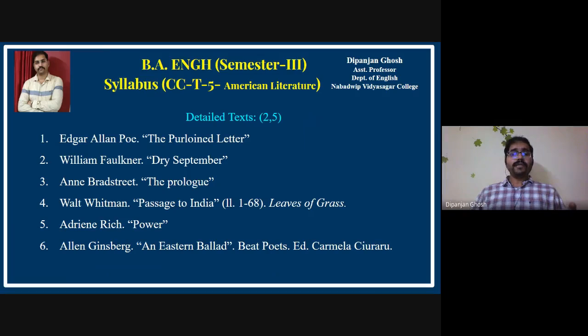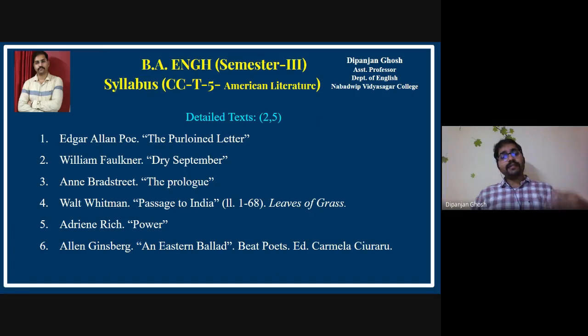The next poem is taken from The Beat Poets, edited by Carmela Ciuraru, and the name of the text is An Eastern Ballad by Allen Ginsberg. You can find that the basic temperament of beat poetry, where social criticism is made, is described in An Eastern Ballad. What I'm trying to point out is that under these six texts that you can trace as detailed texts, and there are more too, there will be the two addresses.